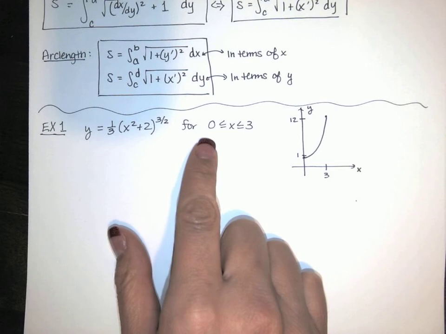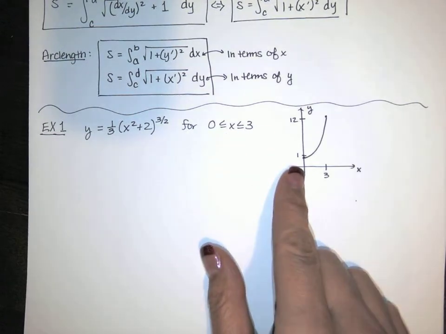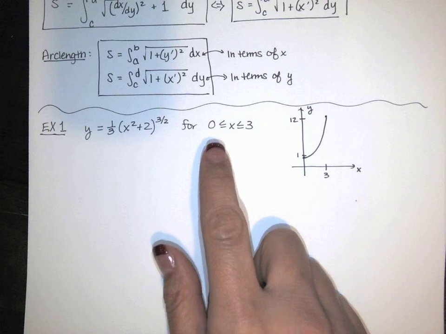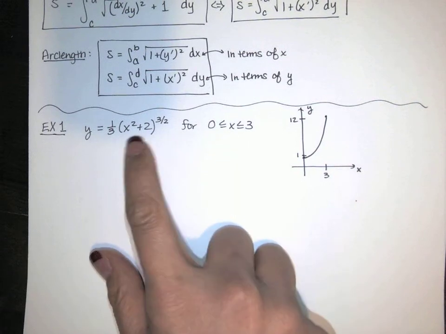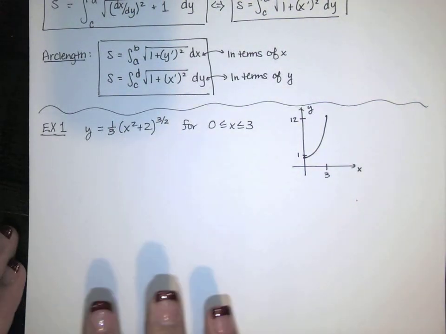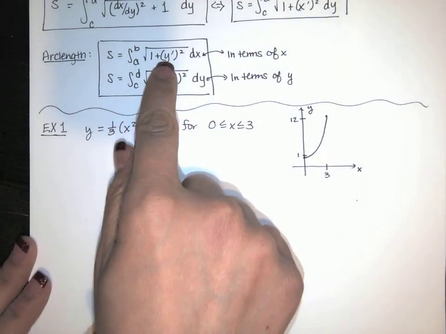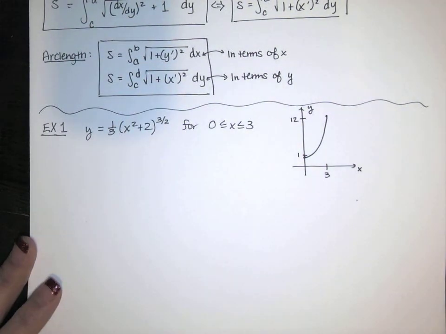I'm told that x starts at 0 and ends at 3. And if I look at the curve, this is what it looks like. Since I'm given bounds for x and I'm given y as a function of x, I'm just going to use that top one. So it's actually extremely simple. All you have to do is find y prime and substitute into the formula, and then evaluate the integral.